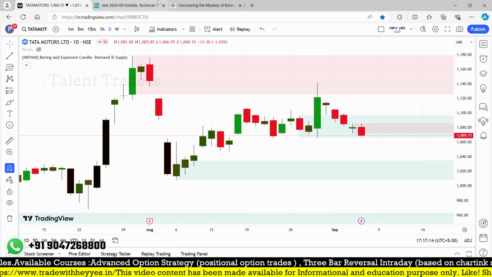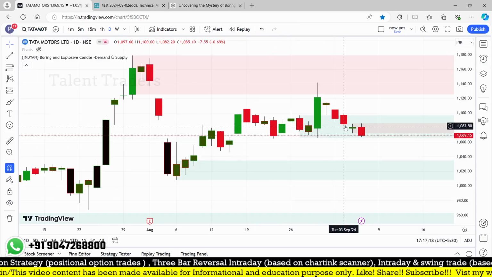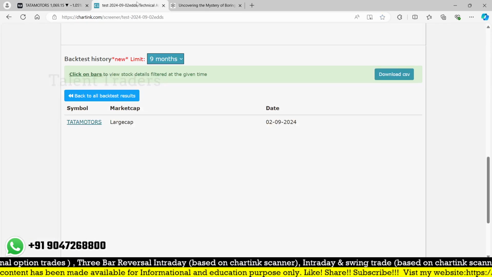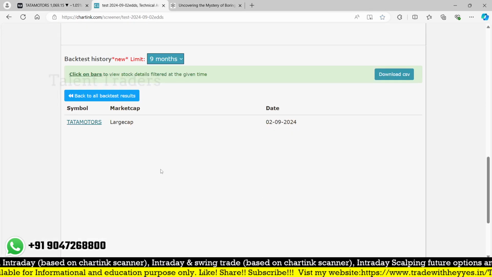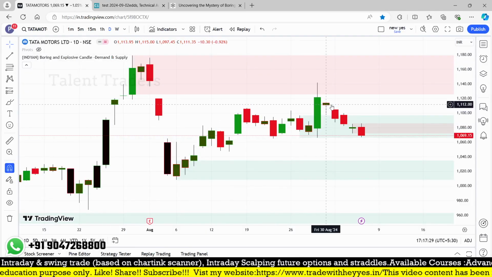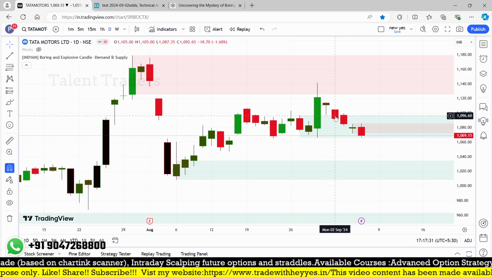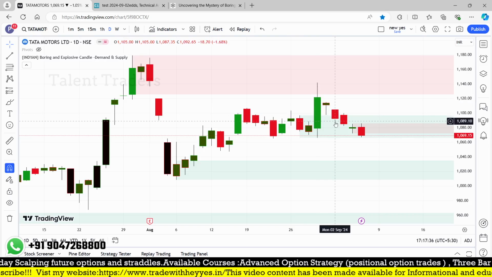But why is it showing a drop, base, drop, rally, base, drop, right? The first one should be the rally. It is showing a wrong thing, so let me check. Sorry. It is on 2-9. Okay, 2-9 here. Yeah, this is what an area. So where we are getting the first candle is a rally candle, and then a base and the drop.